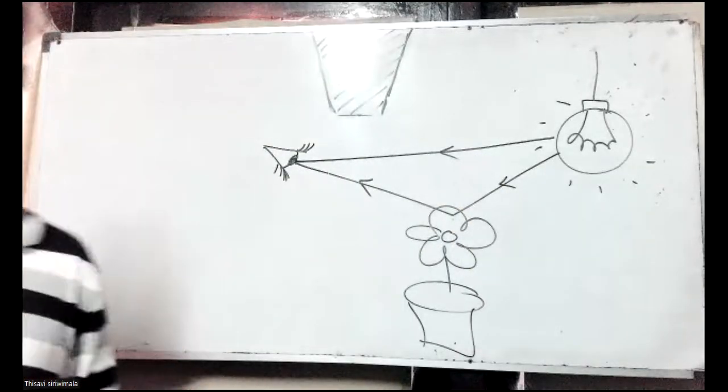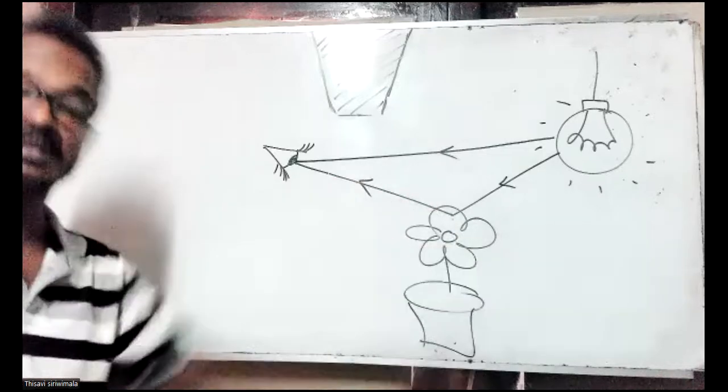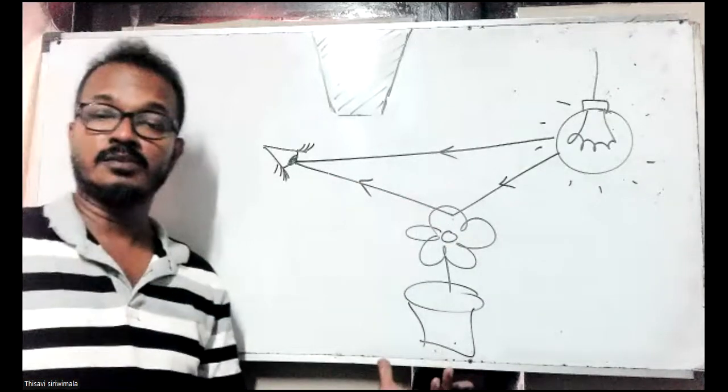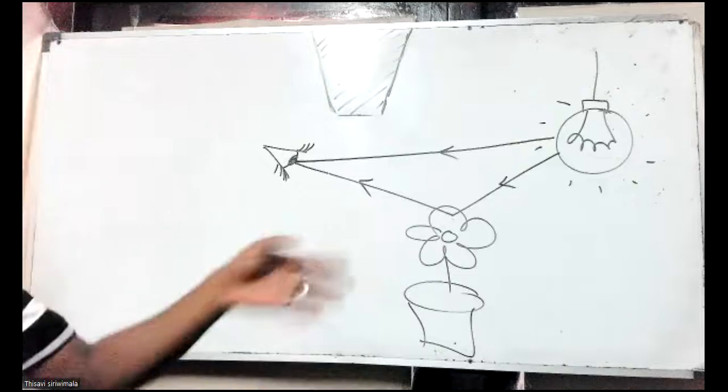But for a luminous object, that is not needed. We can directly see it because it is producing light. We can see luminous objects directly without the help of another object. But for non-luminous objects, we should get the help of another luminous object. So you can draw this diagram in that box.